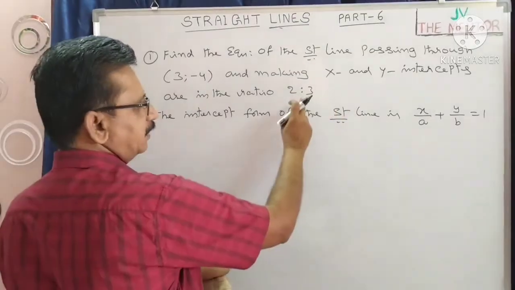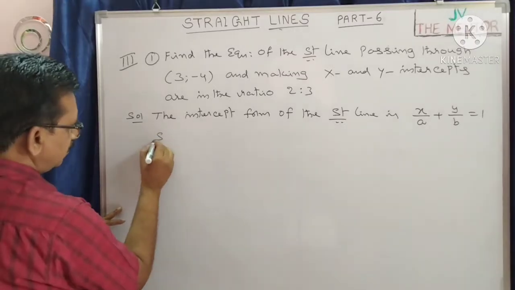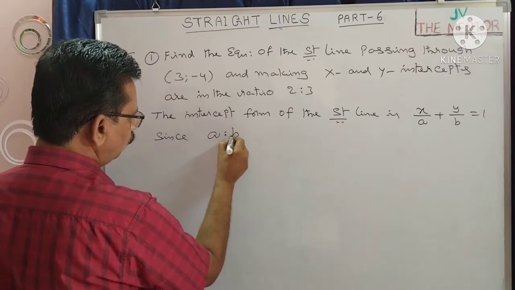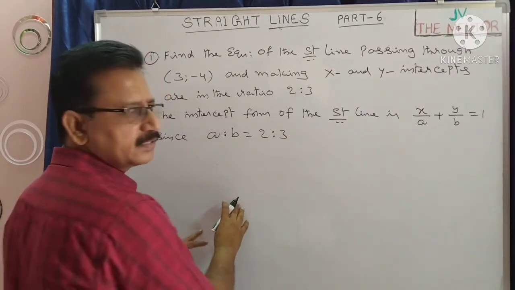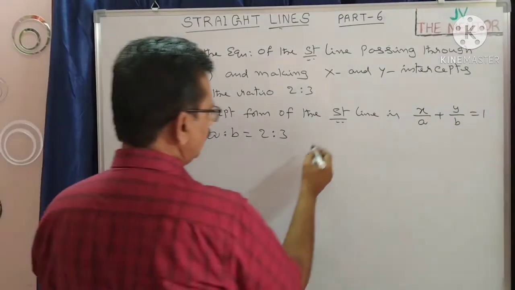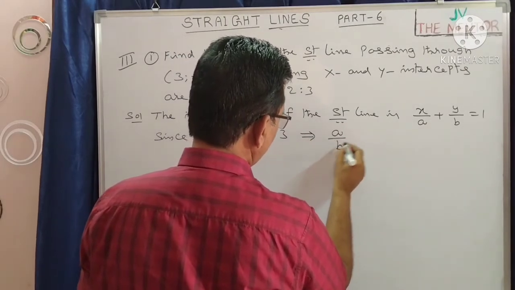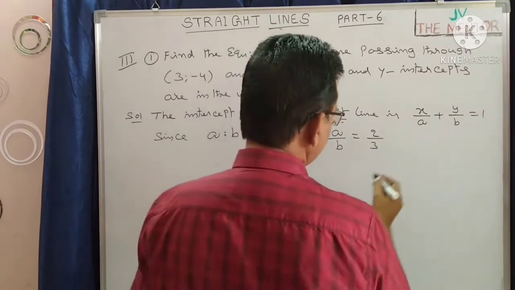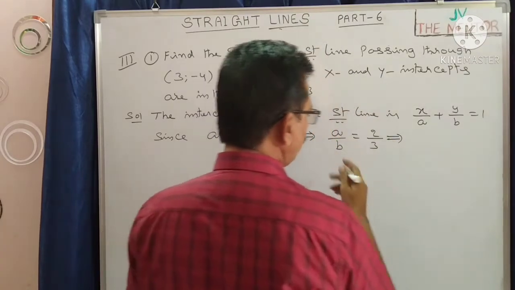From the given condition, a is to b equal to 2:3. Since a is to b equal to 2:3, is to means divided by, a is to b means a divided by b. That implies a by b equal to 2/3. So cross multiplication చేయండి. 3a equal to 2b.